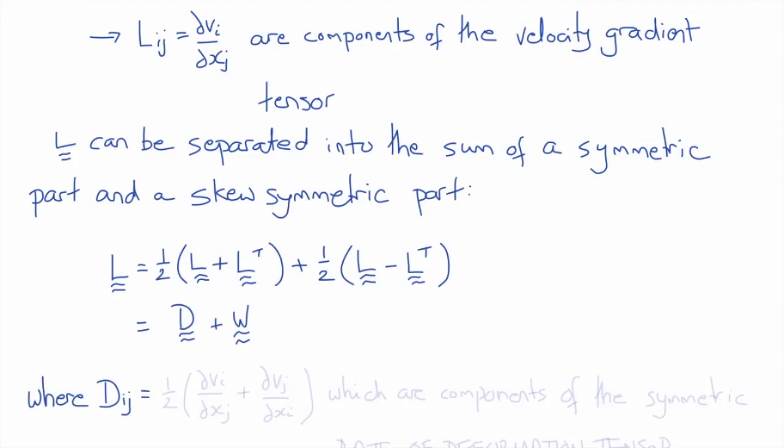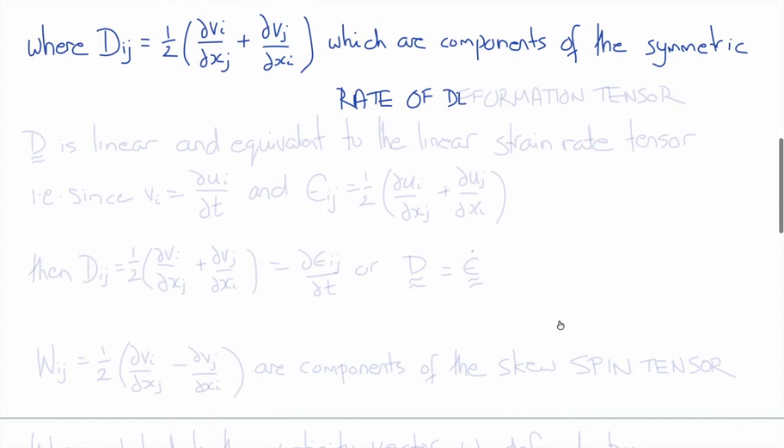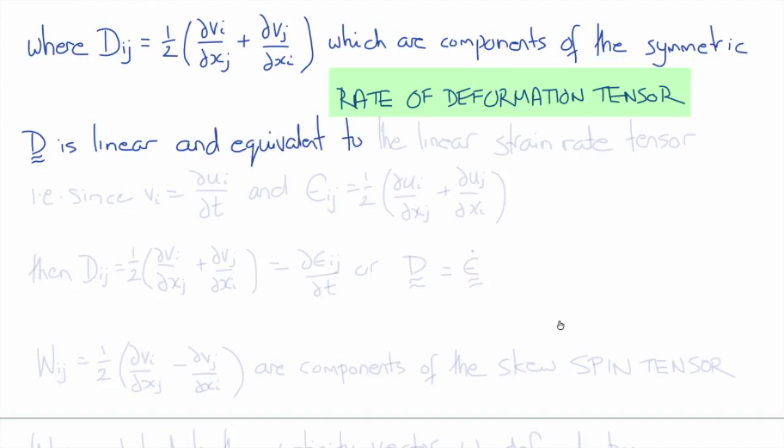So therefore the components of D will be 1/2 (∂Vi/∂xj + ∂Vj/∂xi), which looks very similar to the Cauchy strain tensor with V instead of U. And in fact, the components of the rate of deformation tensor are often also referred to as the components of the strain rate tensor. So we see that D is a linear expression, there's no quadratic terms, and it's equivalent to the time derivative of the linear Cauchy strain tensor.